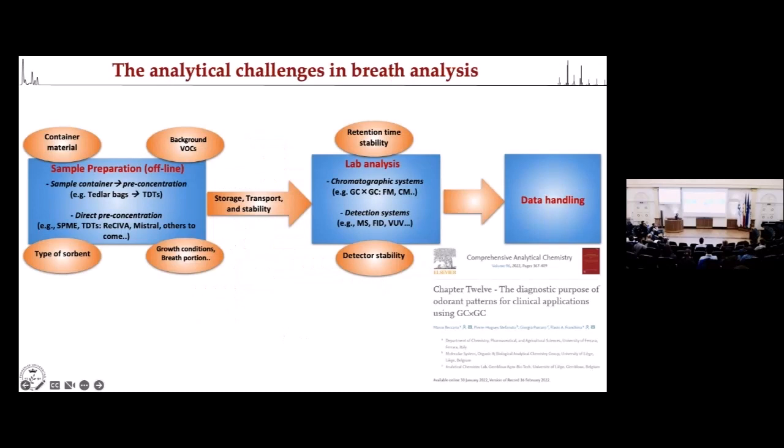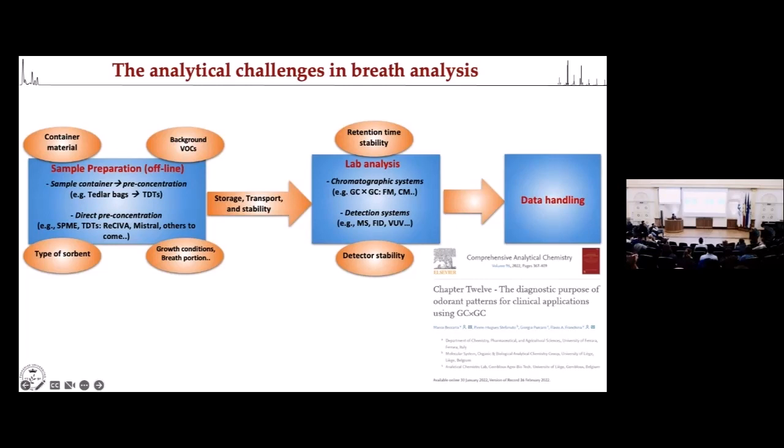And from an analytical point of view, breath analysis is also very challenging just on the chemistry side. Here I reported three main steps: sample preparation, the analysis itself, and the data elaboration, because again, we don't have to think just of the analysis, but there is also the very important step of the extraction that we have to consider. And I will discuss some of these points later today.